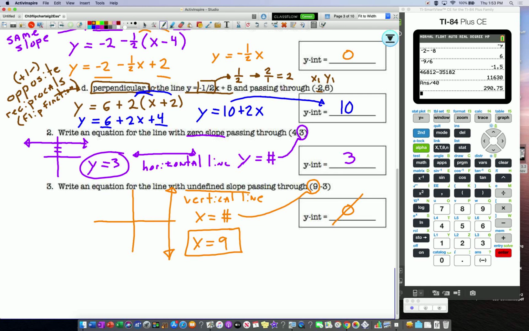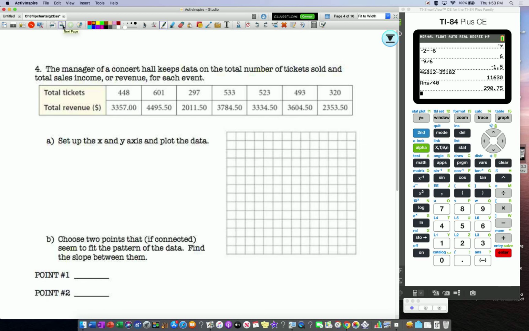All right, so that was a lot of stuff there on the front page. Woo! All right, let's go to the second page. All right, last example here. So on number 4 here, it says the manager of a concert hall keeps data on the total number of tickets sold and the total sales income or revenue for each event. Wow, we have tickets and then we have total revenue. It says set up the x and y axis and plot the data.